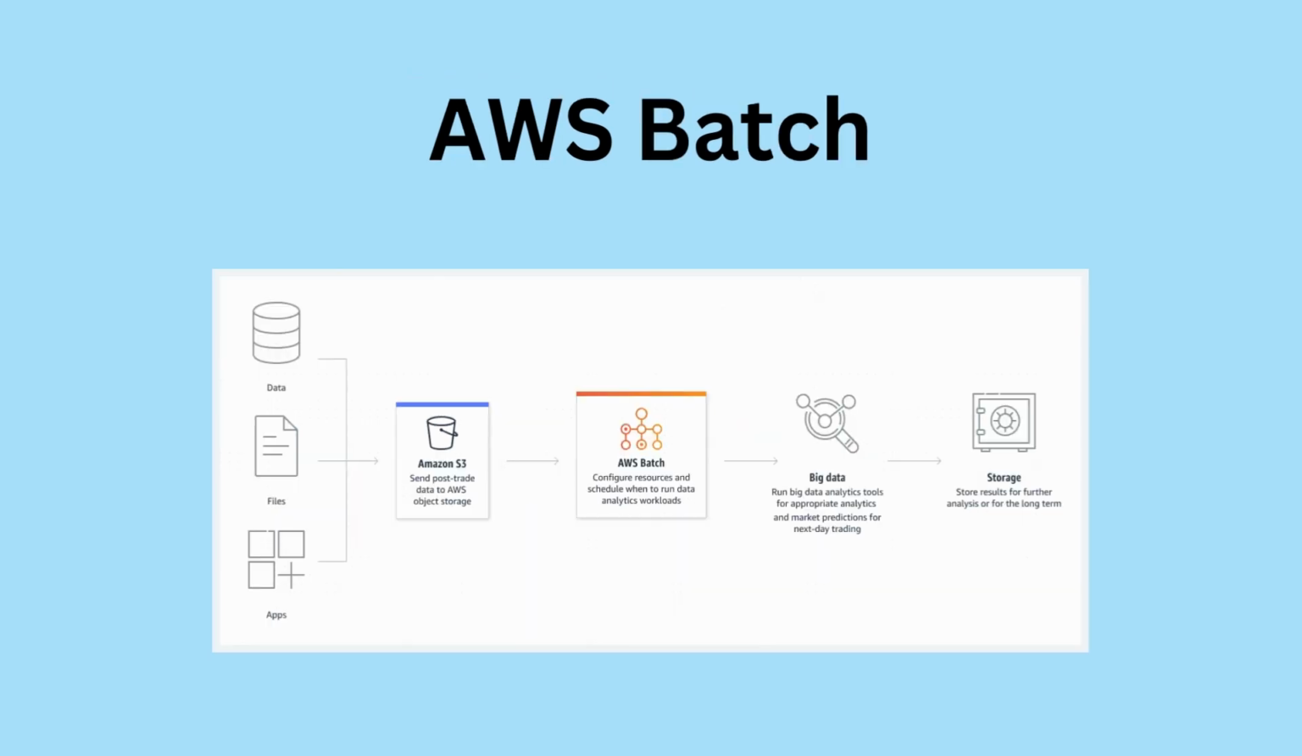Lastly, we have AWS Batch Compute Domain. AWS Batch is a fully managed service that enables you to run batch computing workloads at any scale. It automatically provisions compute resources, manages dependencies, and optimizes job scheduling. With AWS Batch Compute Domain, you can run your containerized batch workloads in a serverless fashion, without the need to manage the underlying infrastructure.